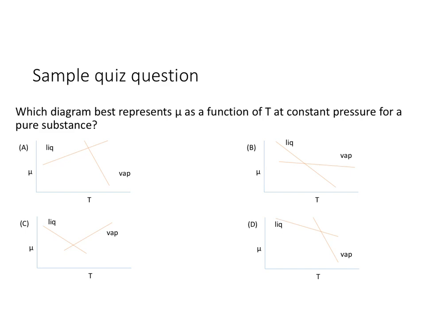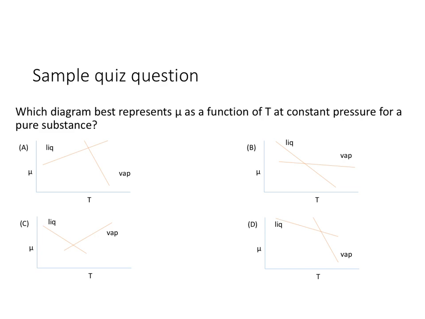This is our first clicker quiz for the day. Which diagram best represents the chemical potential as a function of temperature at constant pressure for a pure substance? If you remember from last chapter, the slope of these curves depends on the negative entropy. So therefore, gases, since they have a higher entropy than liquids, are going to have a more negative slope. And since the entropy is always positive, the slopes will always be negative.